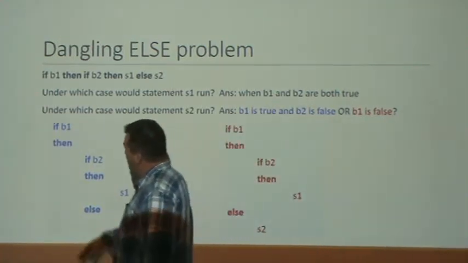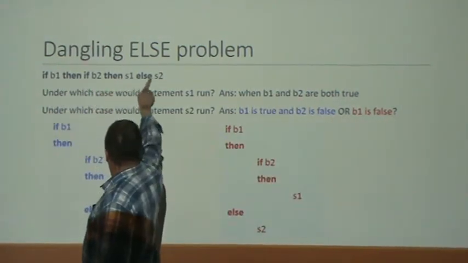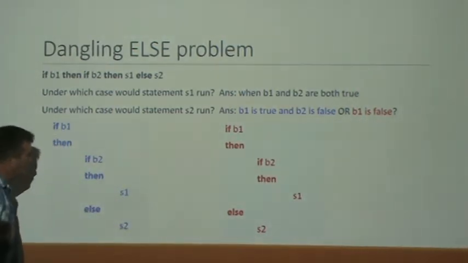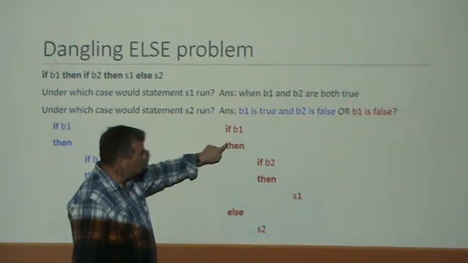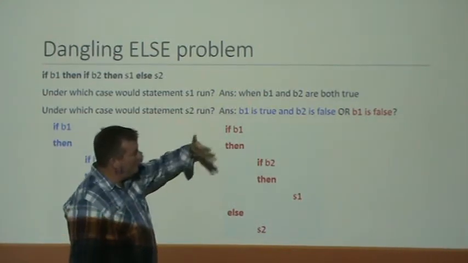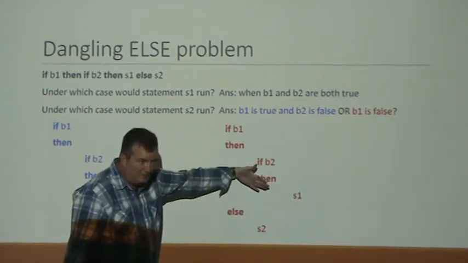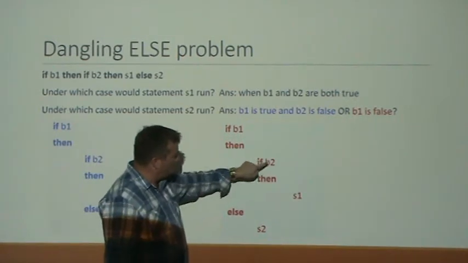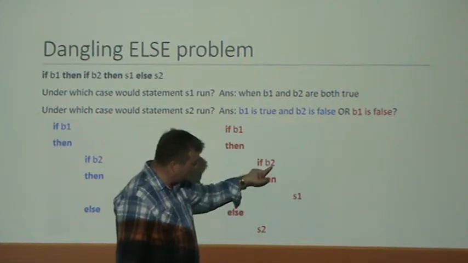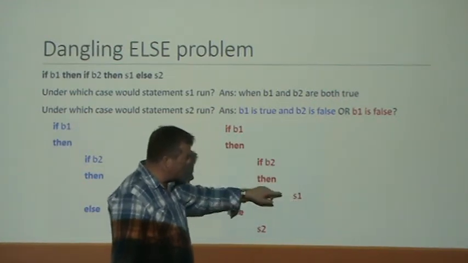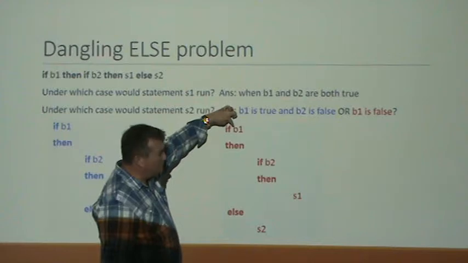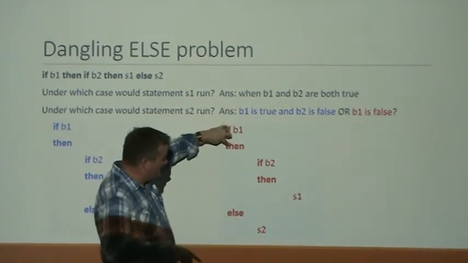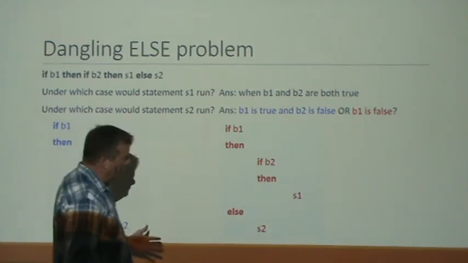But another interpretation of this line of code could be like this one in red here. We could say, if Boolean expression 1, then the next statement that comes after it is an if-then statement, not an if-else statement. If Boolean expression 2 is true, then do statement 1. But if the original Boolean expression 1 was false, then we would just do statement 2.